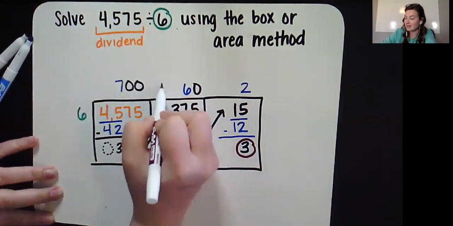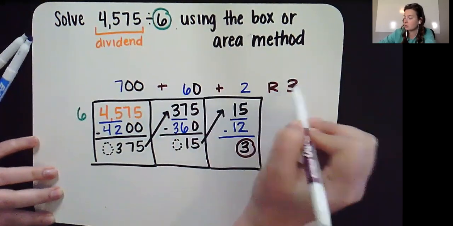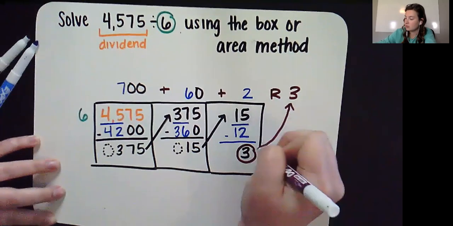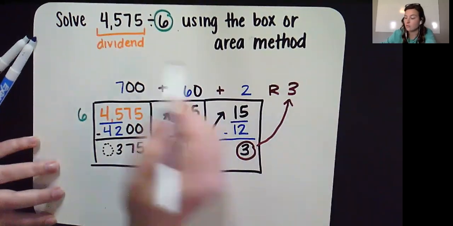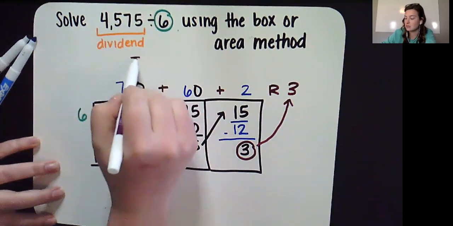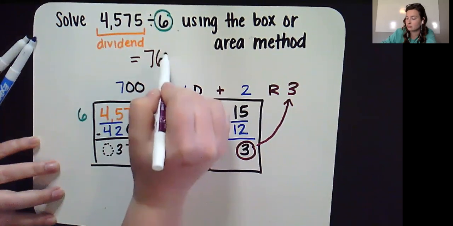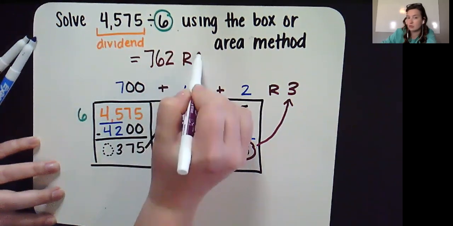And once I add these guys together and include that remainder, I've found my answer. So 4,575 divided by 6 is 762. Remainder 3.